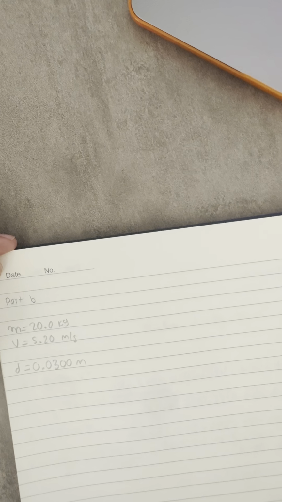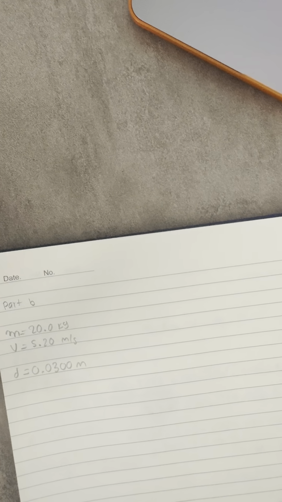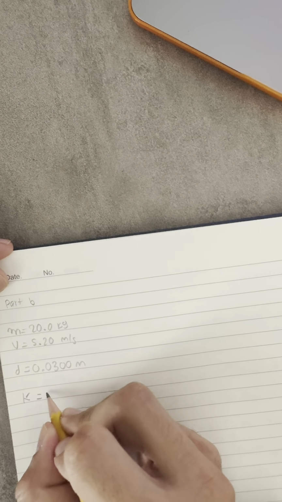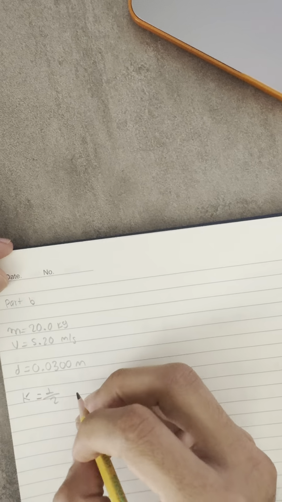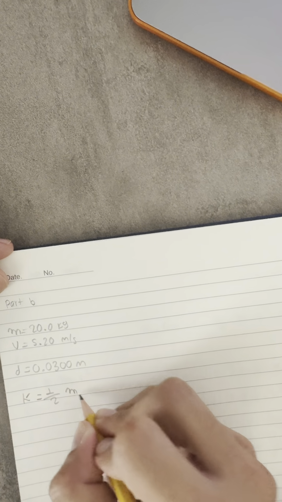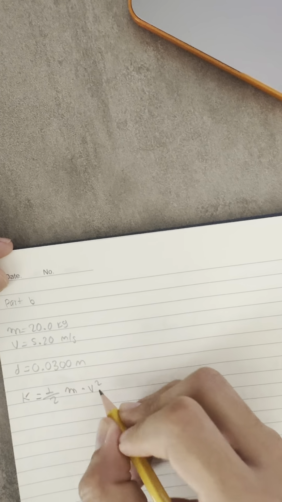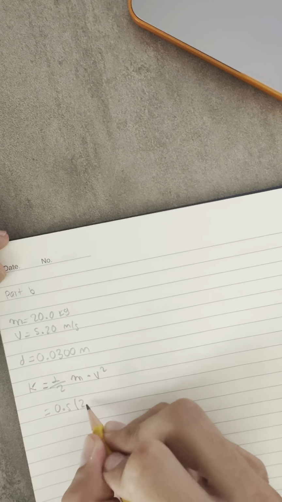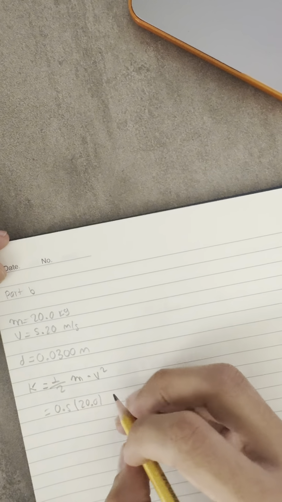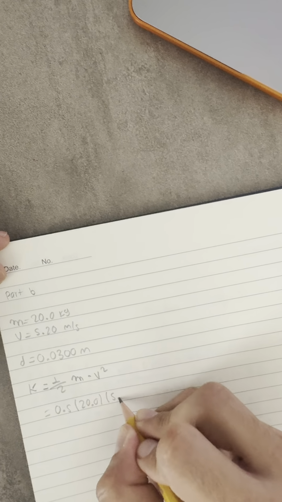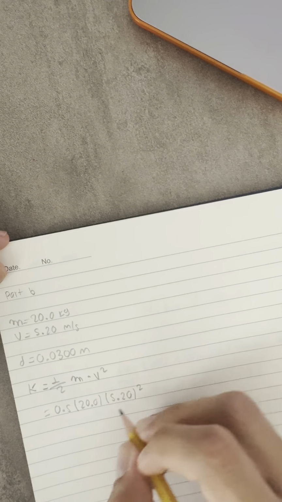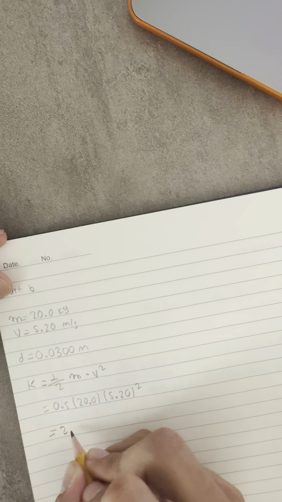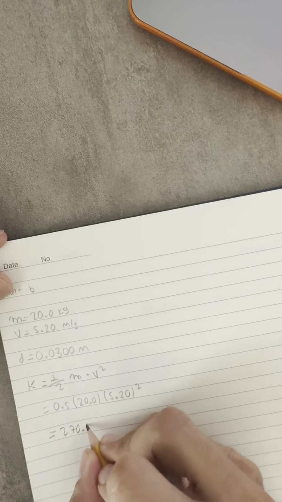To start with this, we need to find our kinetic energy first. Our formula for kinetic energy is equal to 1/2 times mass times velocity squared. This is equal to 0.5, our mass is 20, and our velocity is 5.20 squared. The result of this is equal to 270.4 joules.